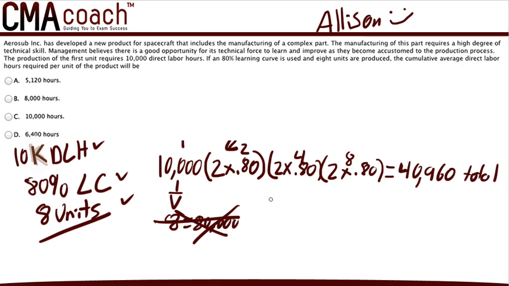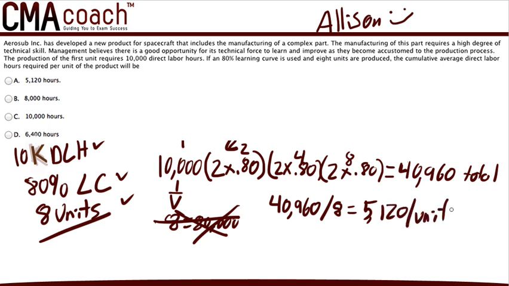Okay, so once we have the 40,960 total hours for the 8 units, now we have to calculate the cumulative average direct labor hours per unit. And to do that, we just take the 40,960 hours for the entire 8, which is the cumulative, and we divide it by the number of units produced, in this case, 8. So that gives us a total of 5,120 hours per unit.